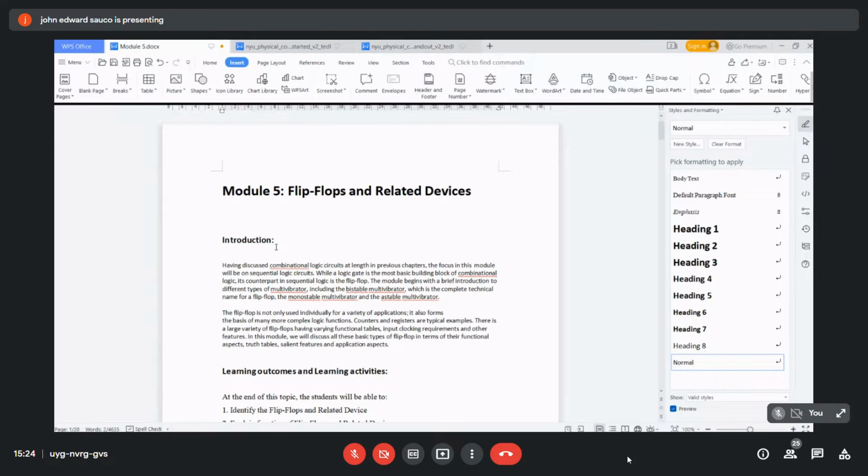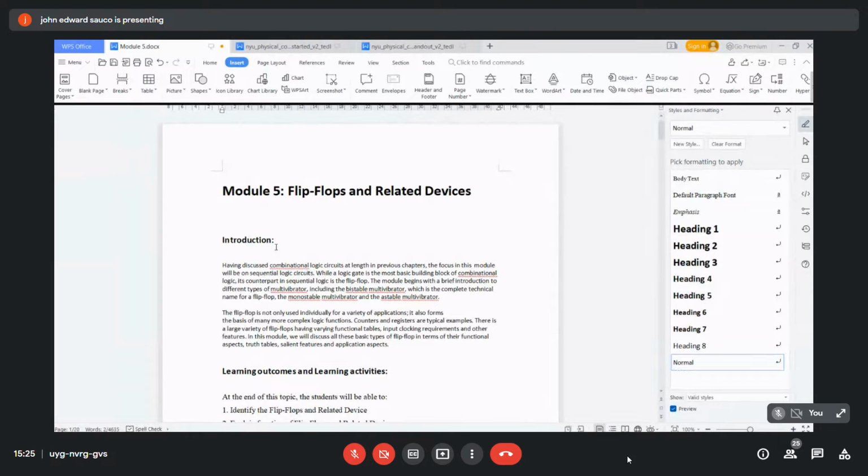So, having discussed a combinational logic circuit at length on previous chapter, right? So, combinational logic circuit tayo sa previous chapter. So, focus tayo in this module sa sequential logic circuit. So, iba to sa combinational, ngayon is sequential na. So, while logic gate is the most basic building block sa combinational logic, dito naman yung counterpart niya is flip-flop. So, sequential logic is flip-flop na. Hindi na dito logic gates. Okay?